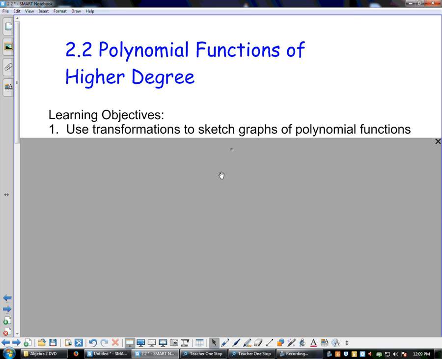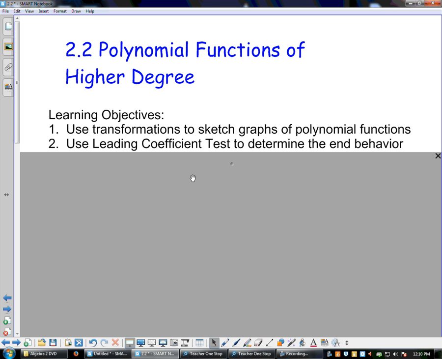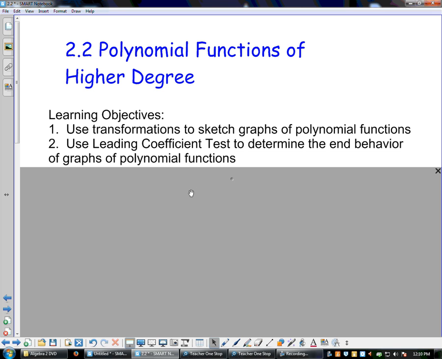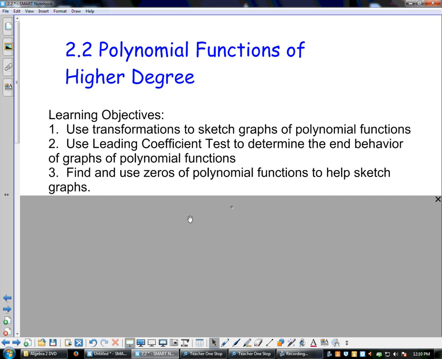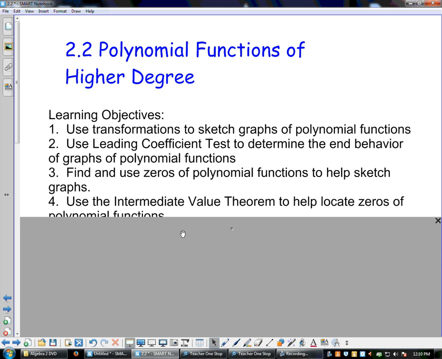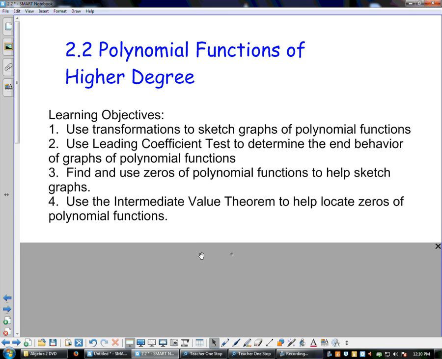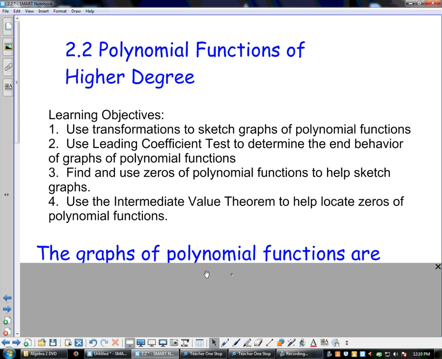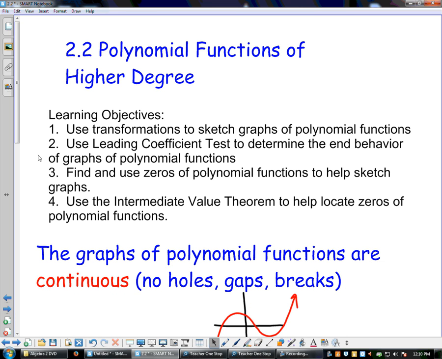All right, your learning objectives. Your learning objectives are to use transformations to sketch graphs of polynomial functions. Use the leading coefficient test to determine the end behavior of graphs of polynomial functions. Find and use zeros of polynomial functions to help sketch graphs. Use the intermediate value theorem to help locate zeros of polynomial functions. So there's quite a bit in this section.